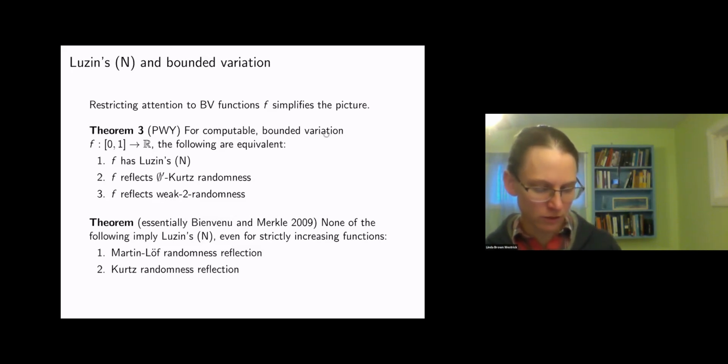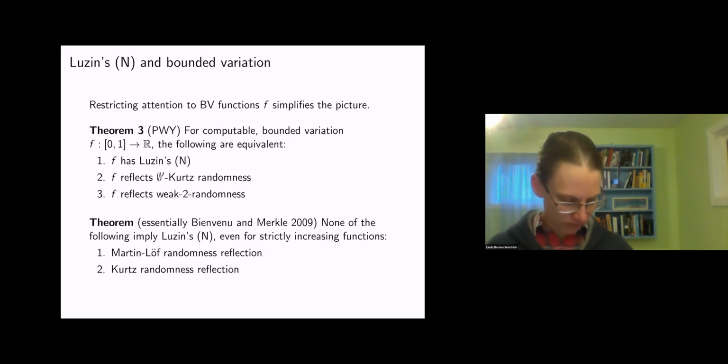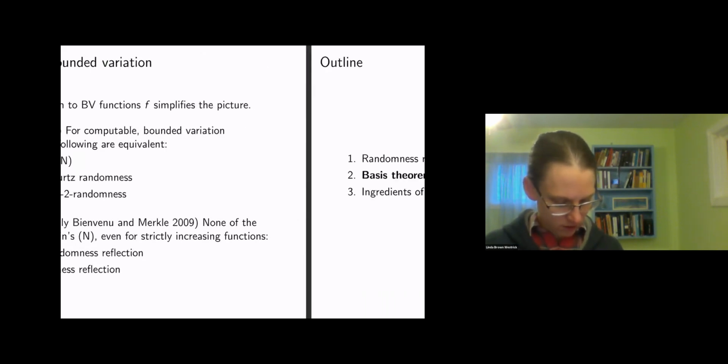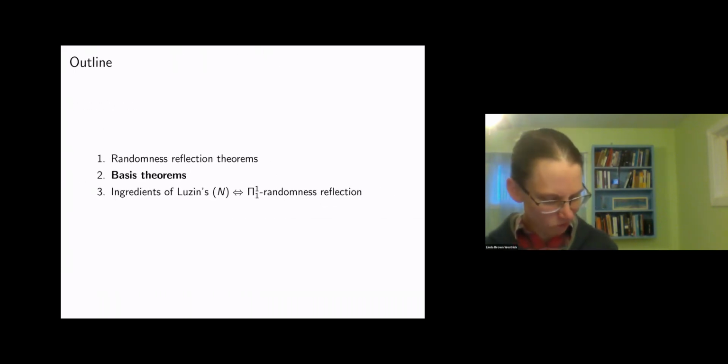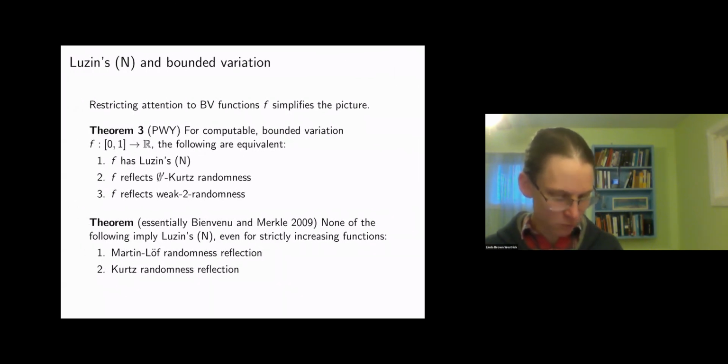But in this one for bounded variation, for example, weak 2 randomness does characterize. But the argument that I showed on the previous page says that weak 2 randomness would not work in the general case, but in the bounded variation case, it does work. Oh, actually, I see what you're saying. You may be right about this last one. I'd have to think about that. Okay.